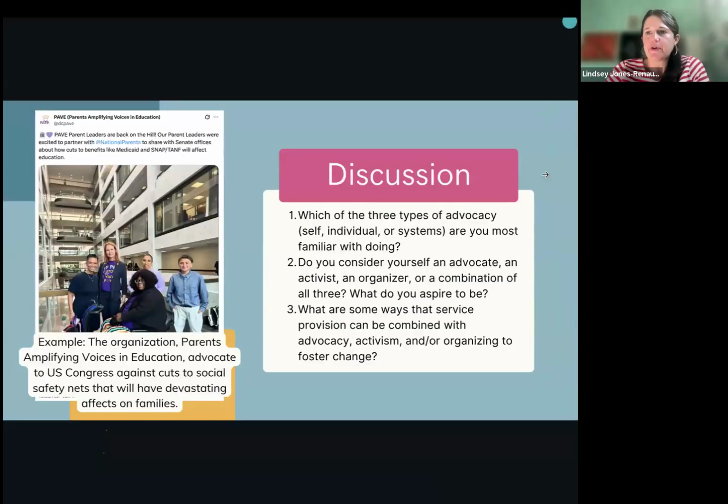So I want to open it up for discussion. We have a few more minutes before we need to close. And so discussion question 1, which of the 3 types of advocacy, so self-advocacy, individual, or systems, are you most familiar with doing? 2, do you consider yourself an advocate, an activist, an organizer, or a combination of all 3? What do you aspire to be? And 3, what are some ways that service provision can be combined with your advocacy, your activism, or your organizing to foster change? So I want you to spend some time on these 3 questions.